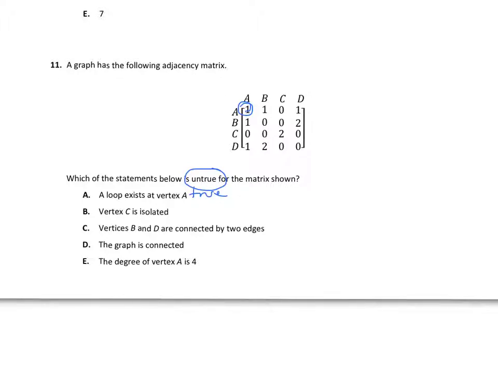Vertex C is isolated. Now, if we look here where we're going from C to all the other vertices, we can see there's no connection to A, B, or D. C is on its own with 2 loops. So if we were to draw that, we'd have C with 2 loops, but no connection to anything else. So it actually is isolated. So that's a true statement. With these questions as well, if it helps, you can draw the graph from the adjacency matrix, and that might actually help out with this particular type of question.